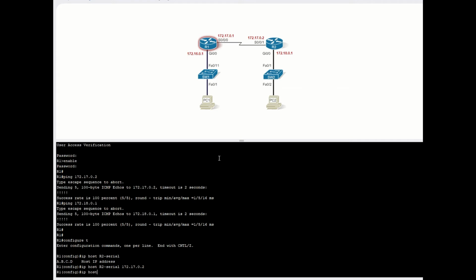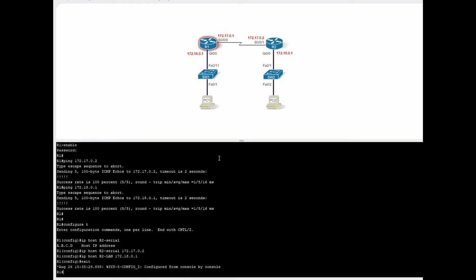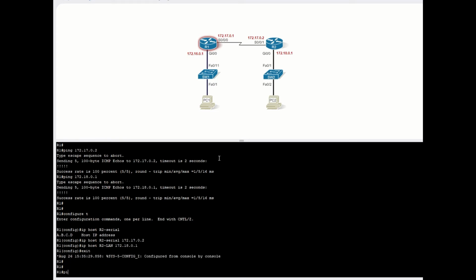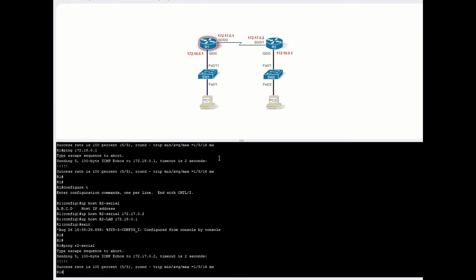So IP host R2-10, 172.18.0.1. So exit. So now if you want to ping using the host name, it should be successful. R2-serial. Good. Success. As you see over here. Same thing here. Ping R2-LAN.